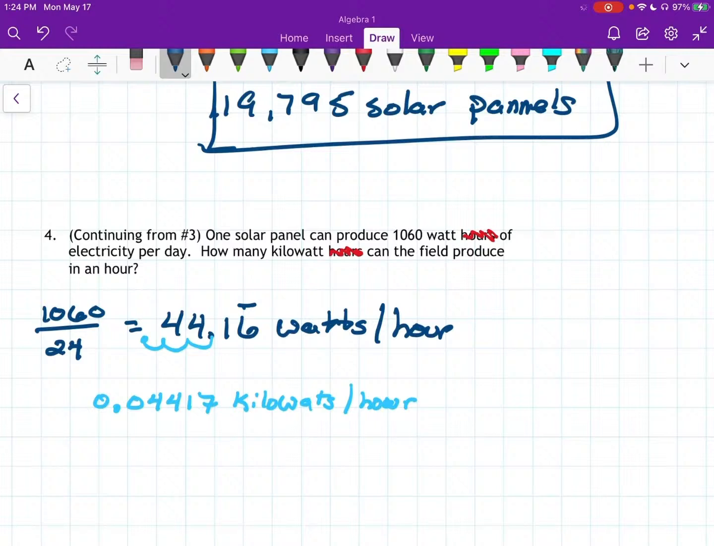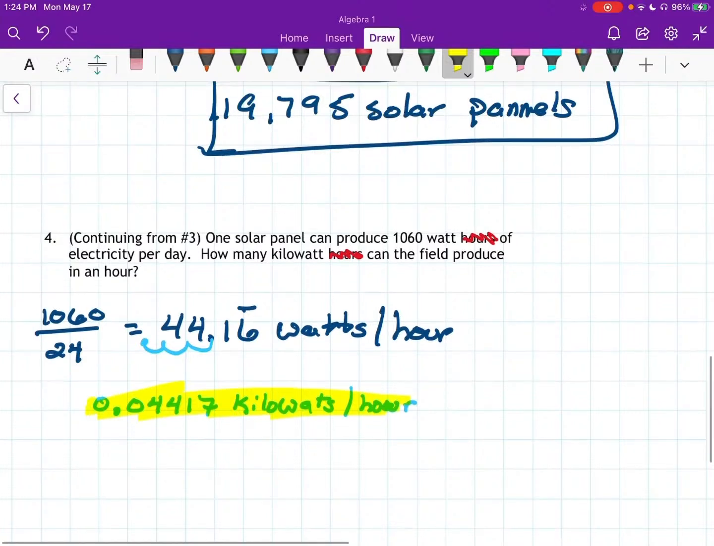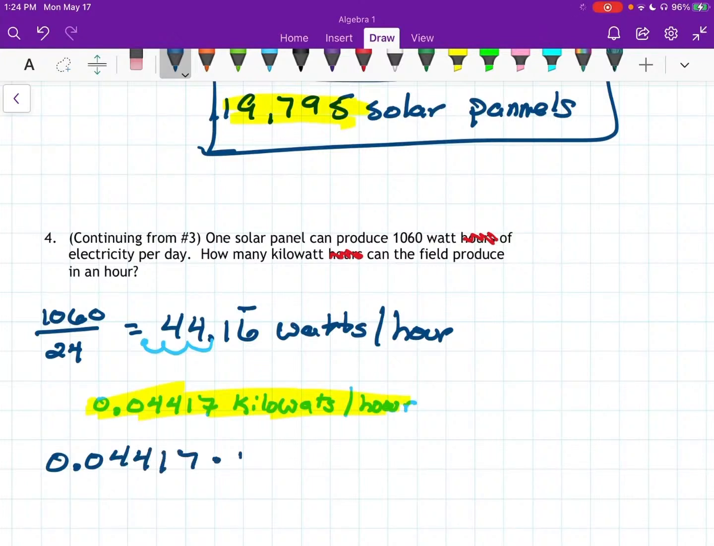Now, this here, just to remind us what we're doing, that's how many kilowatts a solar panel produces in 1 hour. So we need to multiply by the number of solar panels that we have. So 0.04417 times 19795, that gives me 874.345 kilowatts.